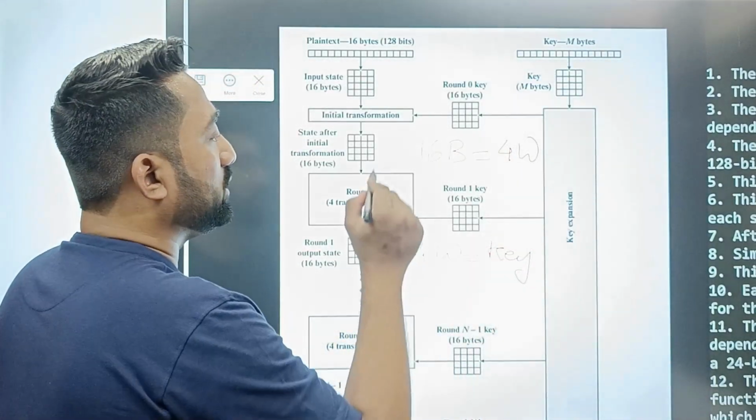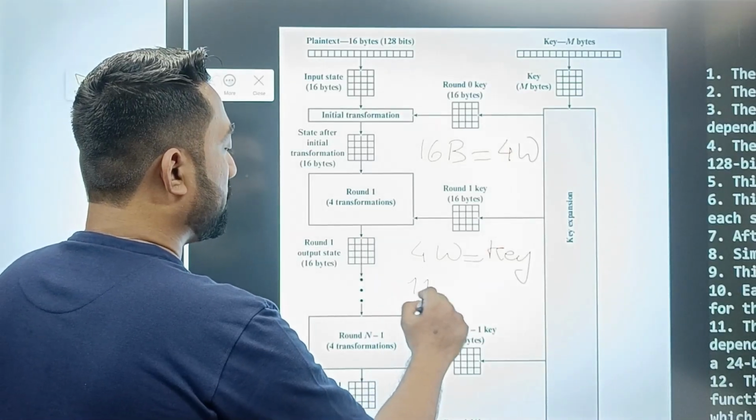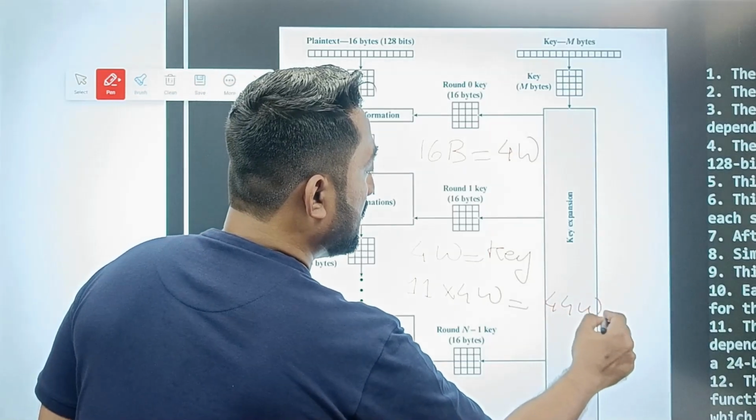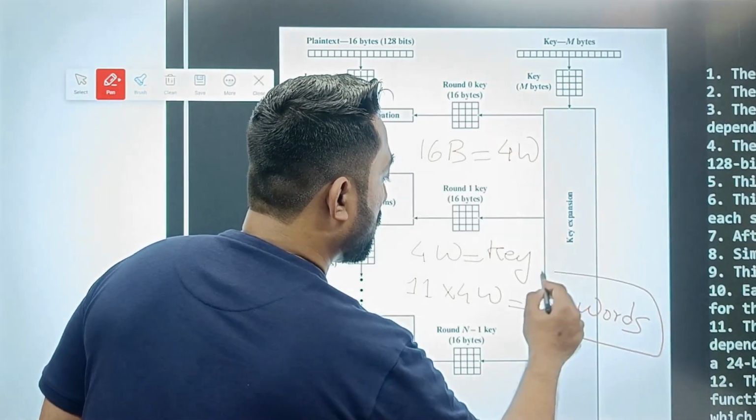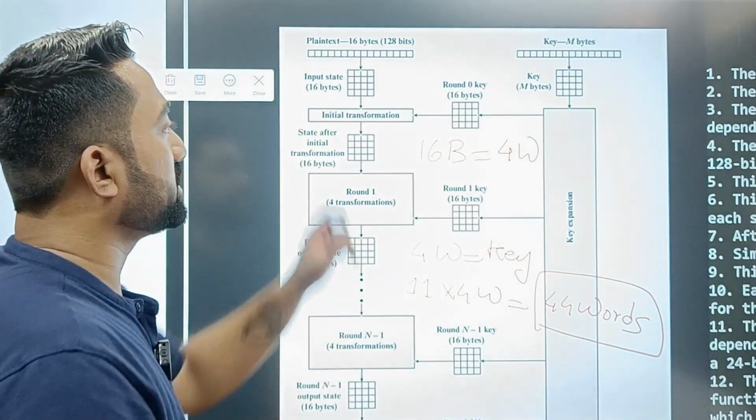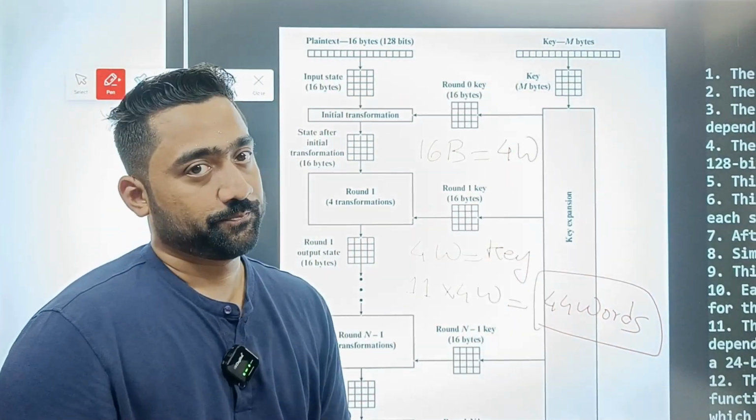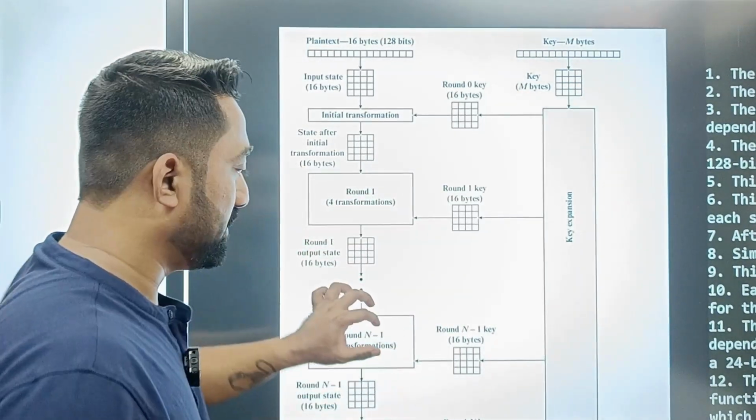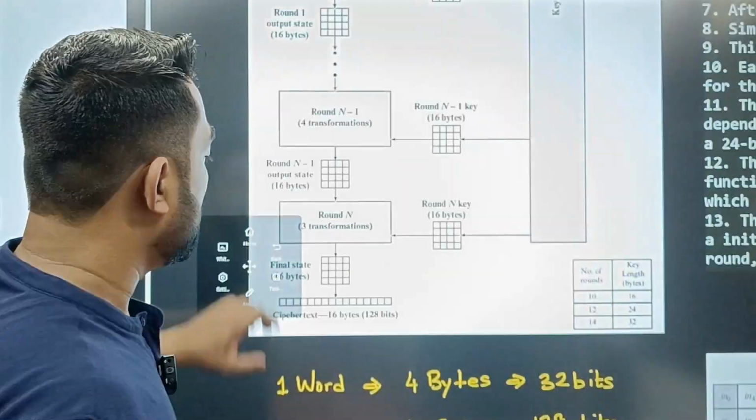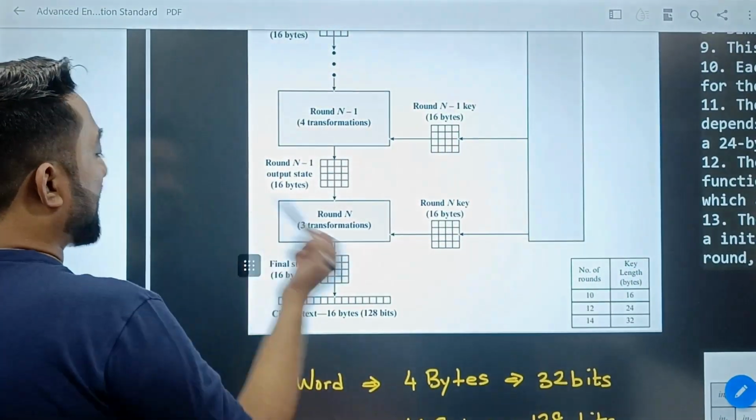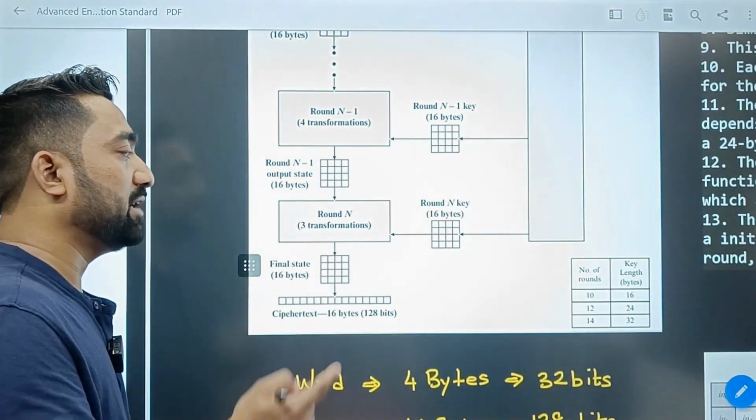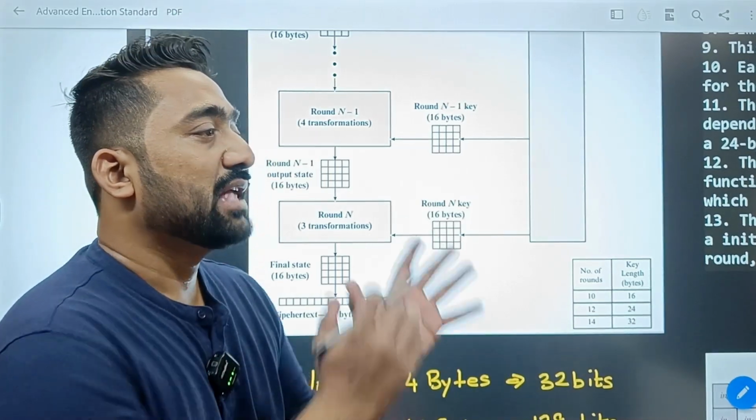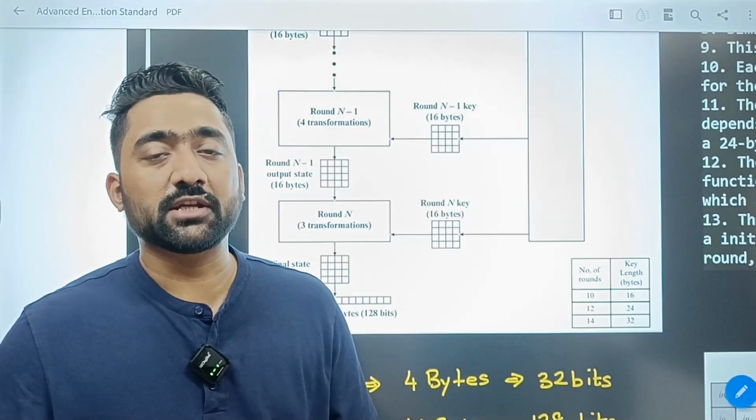So I can say that in total there will be 11 rounds times 4 words, that is 44 words of key, which will be used in total for those 10 plus 1 rounds, that is round 0 plus 10 rounds of AES. Actually speaking, there are only 10 rounds, but there is one initial round also, so that makes it 10 plus 1, that is 11 rounds. So at the end of those 11 rounds, we will be obtaining a cipher text which is of size 128 bits as well. So at the end, the final state matrix will be of 16 bytes, and that is how AES works. So this was all about the introduction of AES.